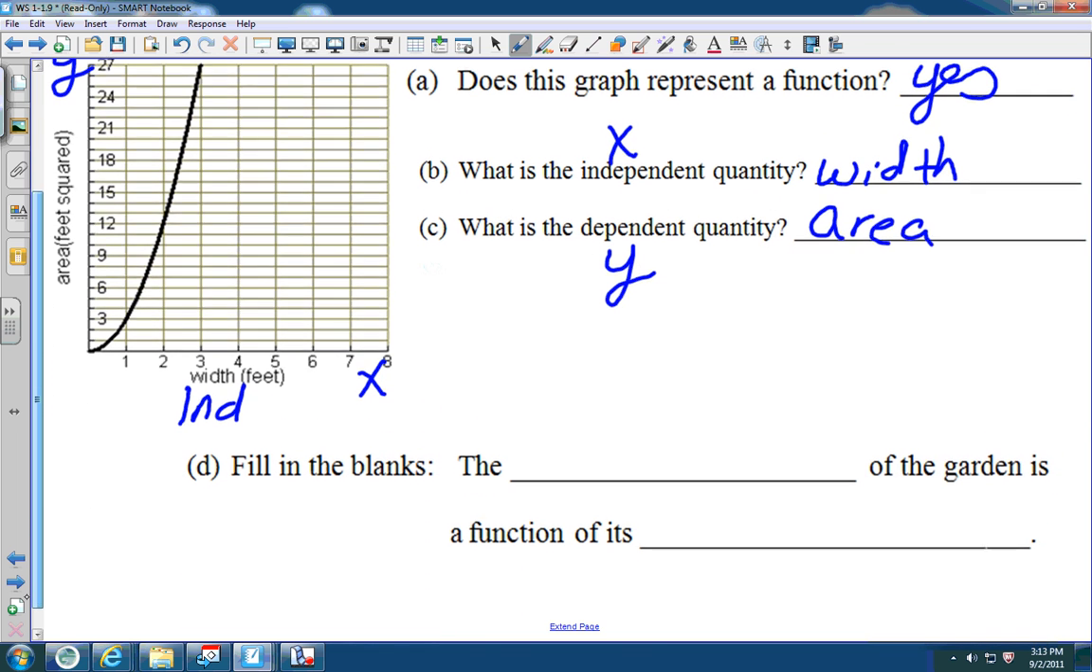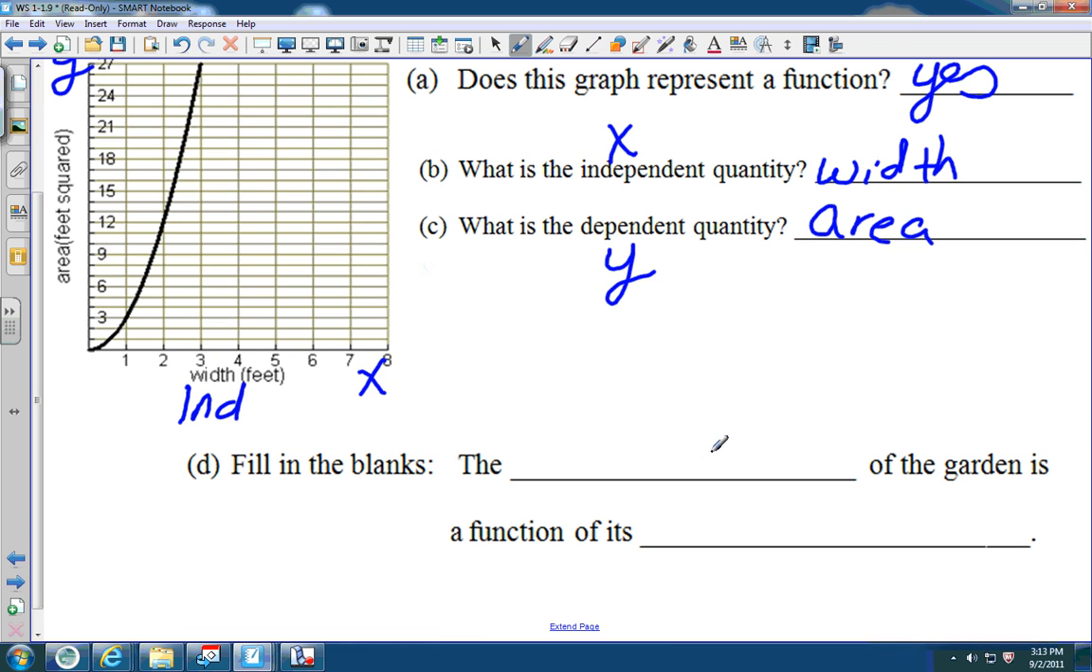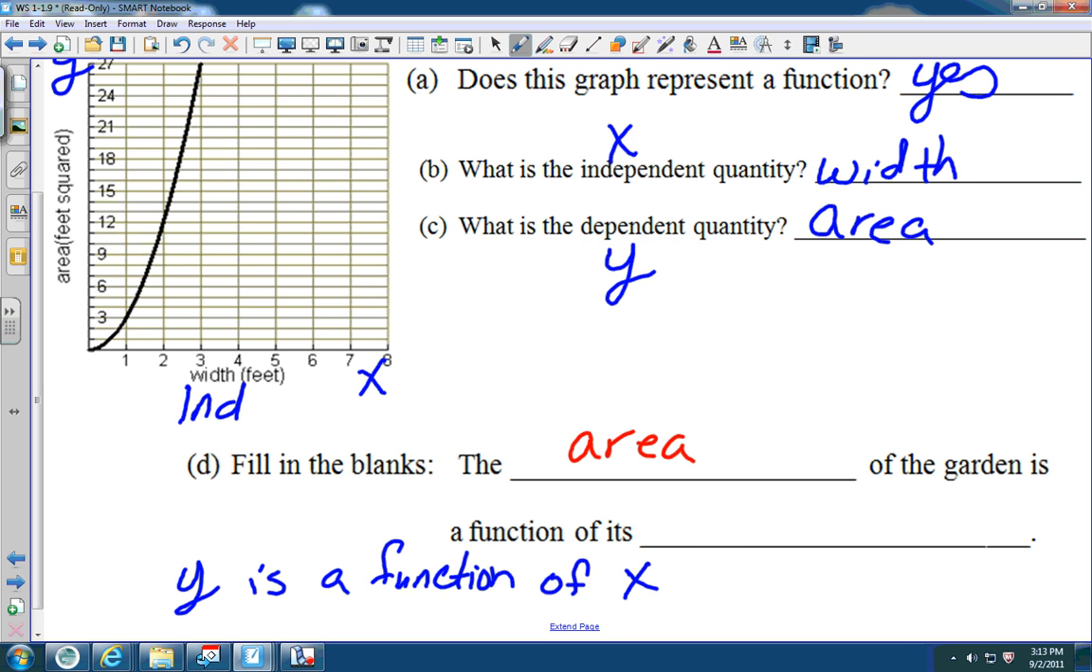Now, right here, the blank of the garden is a function of its, okay, so y, remember we talked about y is a function of x. So what we have here is the area is a function of the width.